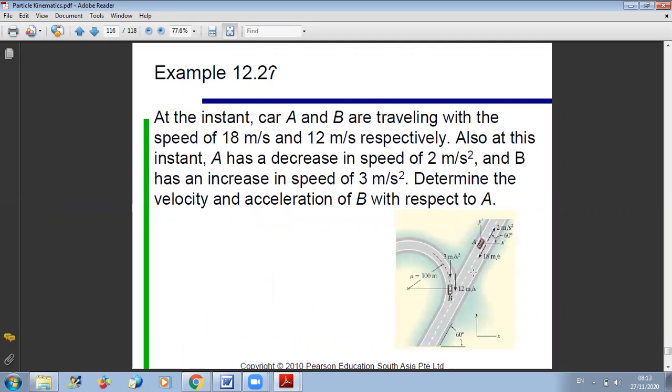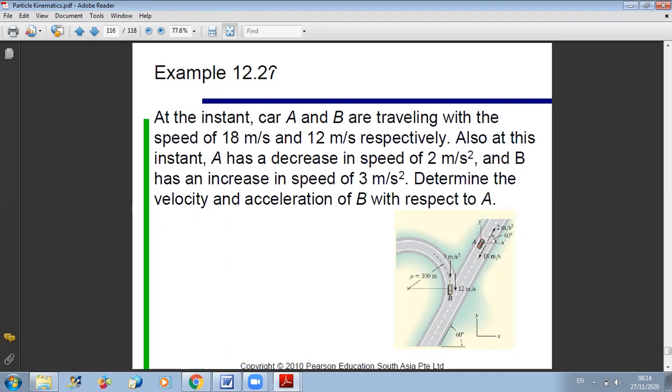Another problem. At the instant shown, cars A and B are traveling with speeds of 18 meters per second and 12 meters per second respectively. Also at this instant, A has a decrease in speed of 2 meters per second squared, and B has an increase in speed of 3 meters per second squared. Determine the velocity and acceleration of B with respect to A.